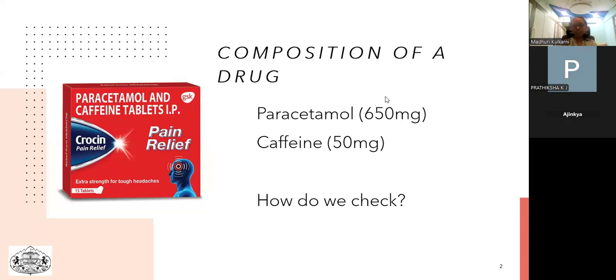Okay, so let us continue with this. I was talking about mixtures. So drugs, medicines. All our medicines are mixtures of different ingredients. So for example, the Crocin tablet that we have is a mixture of 2 ingredients, paracetamol and caffeine.